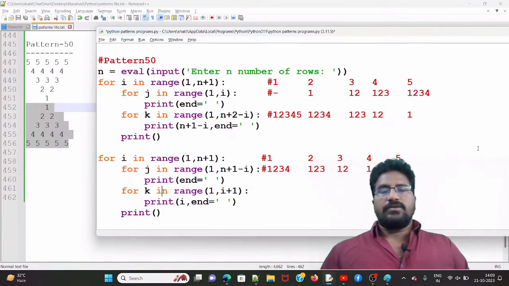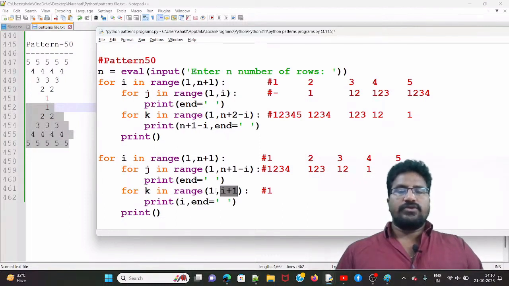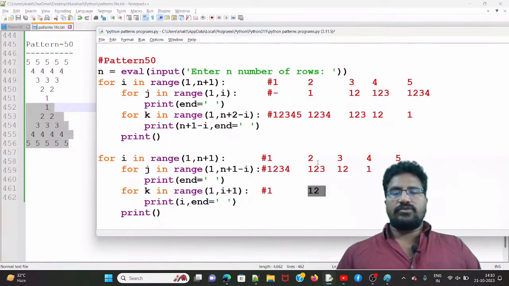So observe now. When I value 1, then k, how many times iterates? 1 plus 1, 2, 2 before 1, so 1 time only iterates. That 1 time display what? Current I value, 1. So 1 displaying. Next, when I value 2, 2 plus 1, 3, 3 before 2, so 1, 2. So 2 times what will display? The 2 times current I value, which is 2. So 2 space, 2 space like that.